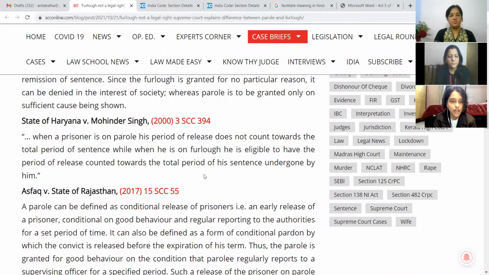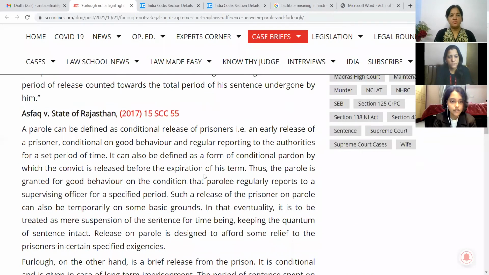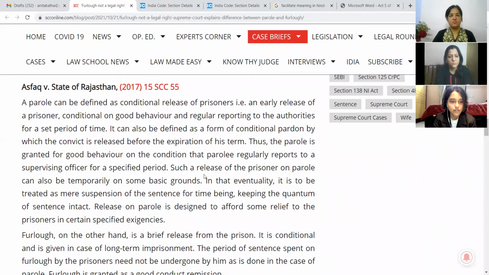In Asfaq versus State of Rajasthan, parole can be defined as conditional release of prisoners, that is, an early release of a prisoner conditional on good behavior and regular reporting to authorities for a set period of time. It can also be defined as a form of conditional pardon by which the convict is released before the expiration of his term. Thus, parole is granted for good behavior on the condition that the parolee regularly reports to the supervising officer for a specified period.